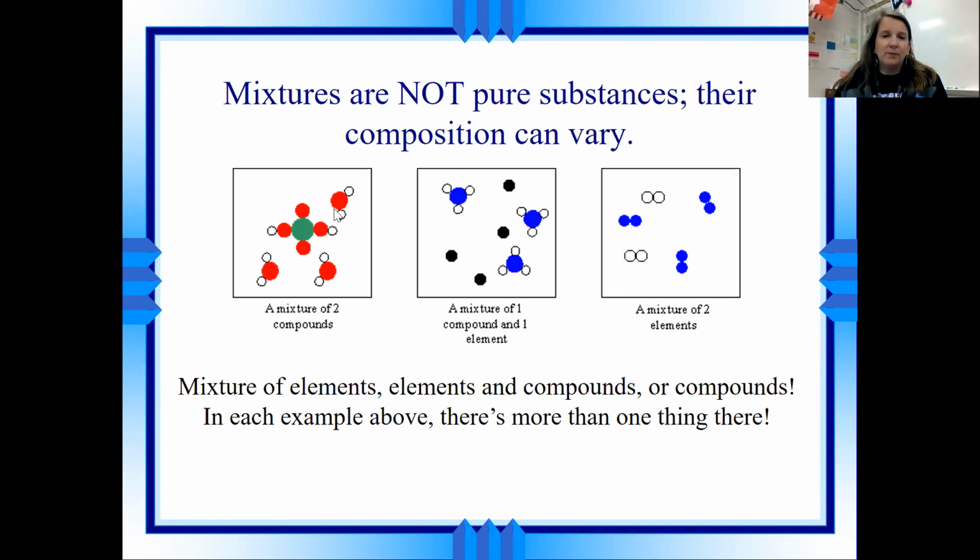So when you look at this far left picture, you have 2 different compounds, these red and white ones here, versus the one with the red, white, and green here in the middle. It could contain a combination of elements and compounds, such as this picture here in the middle, where you have these black elements versus the blue and white compounds or molecules. And then over here on the right side, you have 2 different types of diatomics. In all of these pictures, though, the 2 different types of substances are not joined together. They are separate from each other. That's what makes them a mixture and not a compound themselves.